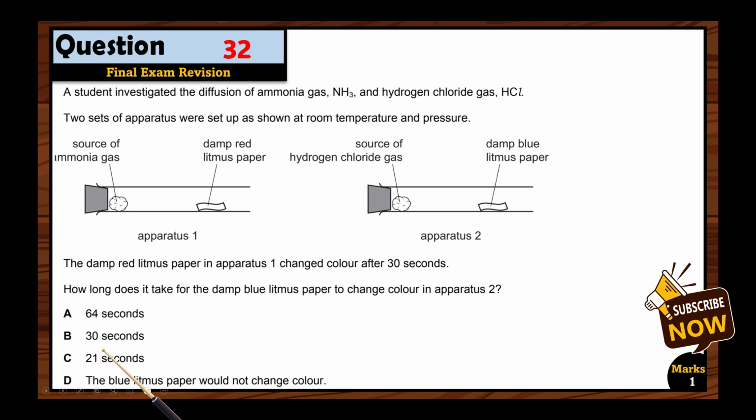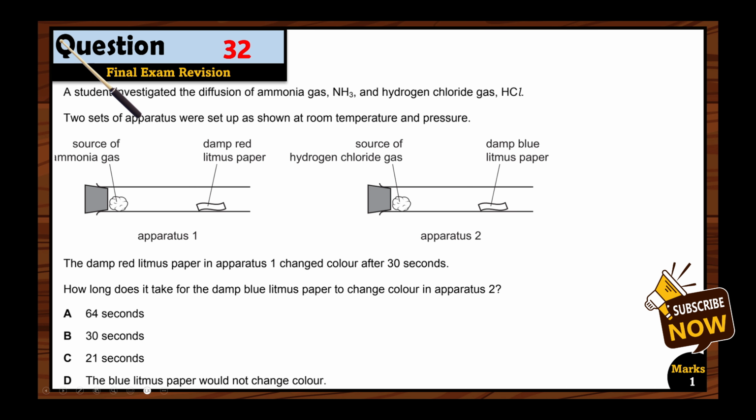So if you see here, 21 is wrong. 30 is also wrong because they don't have the same mass, right? So B, C is wrong. So A is the only correct option. 64 seconds, okay? Because HCl has almost double the mass of the ammonia. So that's why option A is correct.